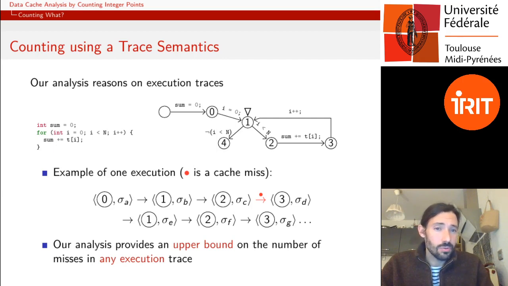And in this control flow graph, we can find paths, which are going to be executions. These executions are also called traces. These executions are instrumented, and their transitions can carry events. So the red dot there is a cache miss. We are not considering a single trace, but any execution trace, and our analysis is going to provide an upper bound on the number of misses in any execution trace.